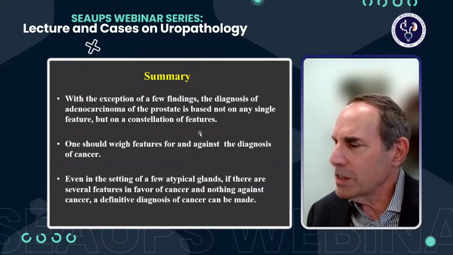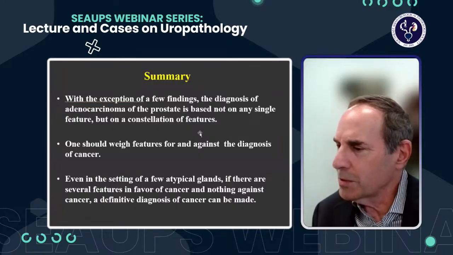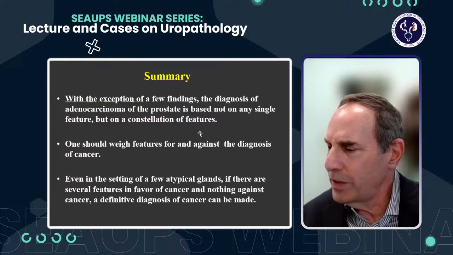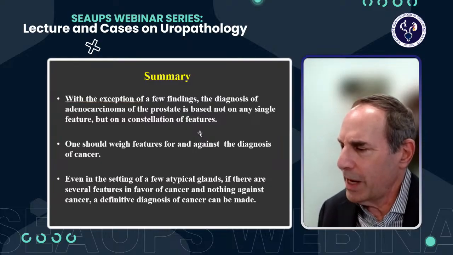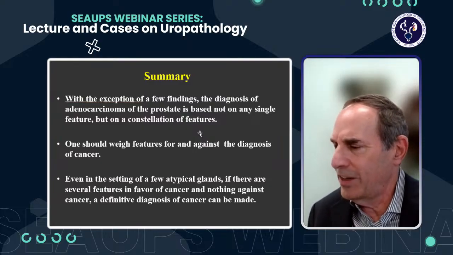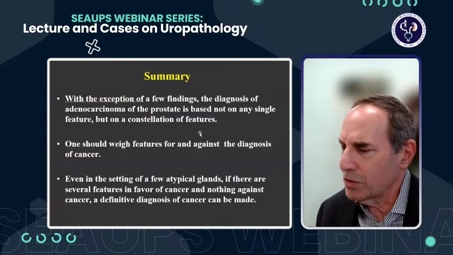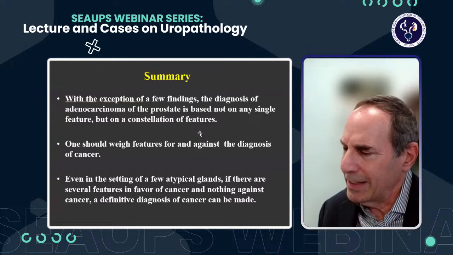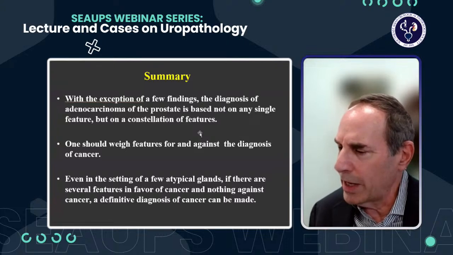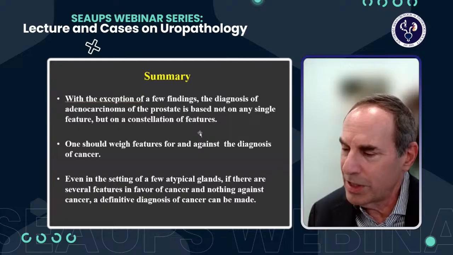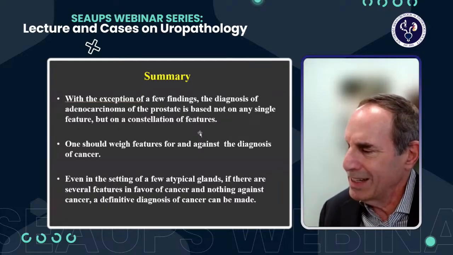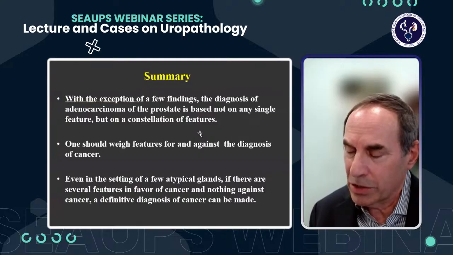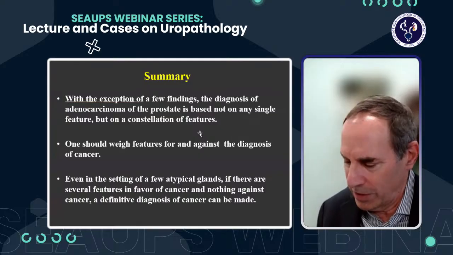So in summary, with the exception of a few findings, the diagnosis of prostate cancer should be based not on any single feature, but a constellation of features. You weigh the features favoring cancer against the features that are against a diagnosis of cancer. And hopefully what I've been able to illustrate today is that even in the setting of a few atypical glands, if you have multiple features favoring cancer and nothing arguing against cancer, you can make a definitive diagnosis of cancer on a relatively limited focus.